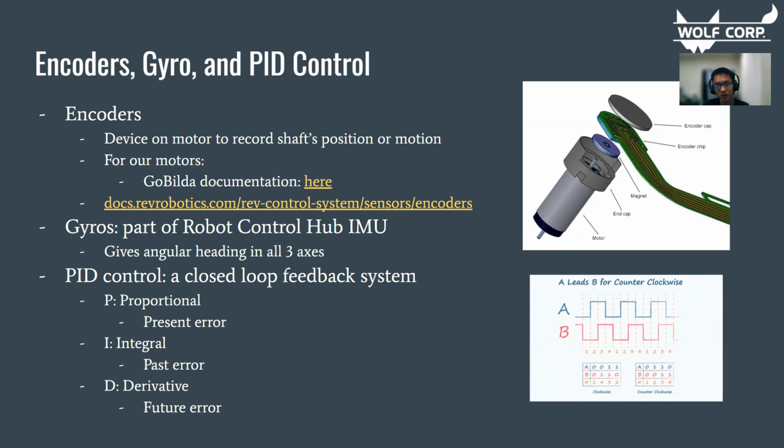So encoders are devices on your motor to record the shaft's position or motion. This is something similar to what we have, but basically the idea is you have your shaft, you have your encoder, and you have some sensors that help with detecting how fast your motor is moving. Based off that, you can also get position, and from this, you'll be able to move more accurately.